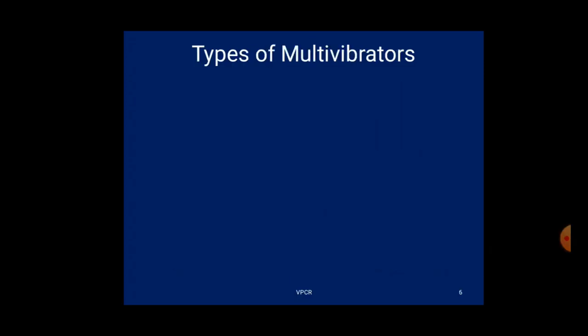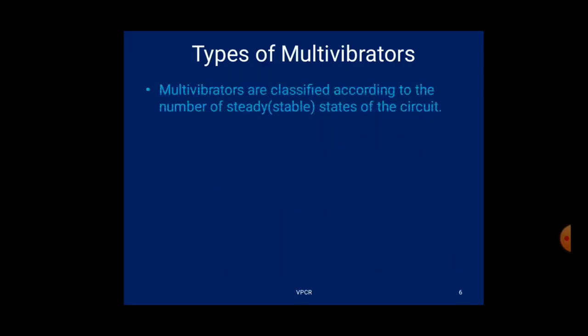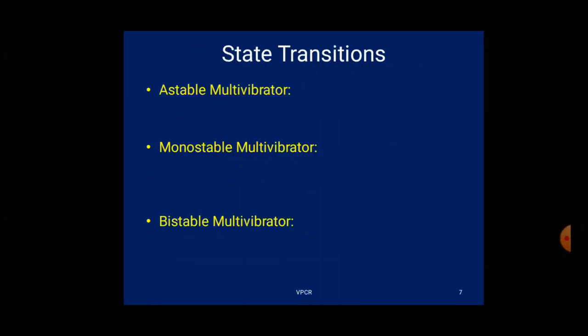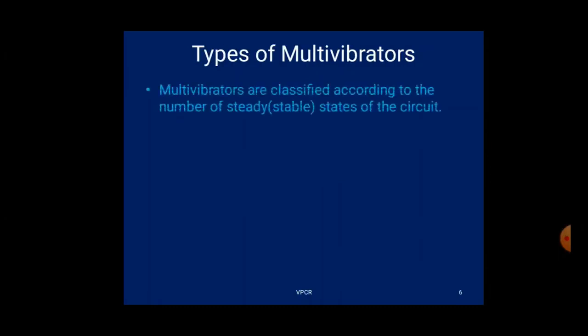So next, types of multivibrators. Multivibrators are classified according to the number of steady states of the circuit. So our consideration is how many stable states there are in that particular multivibrator. Based on that count, we are going to give the name for the multivibrator.